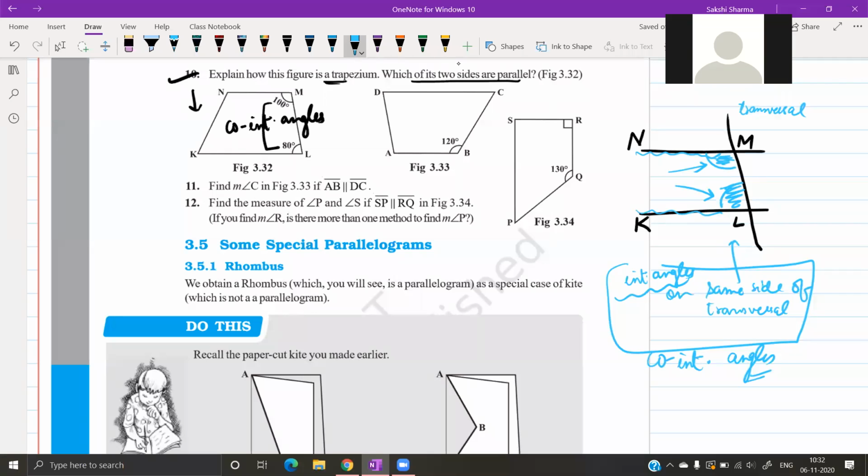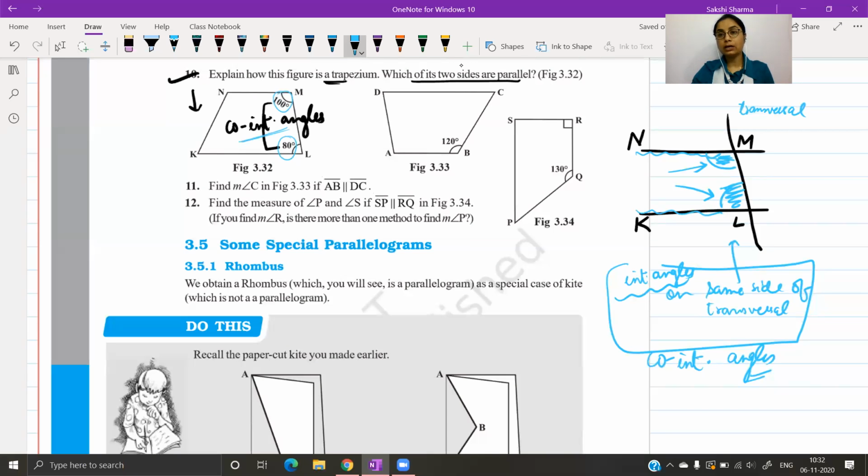Again, co-interior angles. I hope the question is clear what we are doing here. हमें दिया नहीं है lines parallel हैं, हमें identify करना है. तो मैंने पहले क्या identify किया कि जो angles यहाँ पे indicate किए हुए हैं, which pair they are forming. They are forming a pair of co-interior angles.